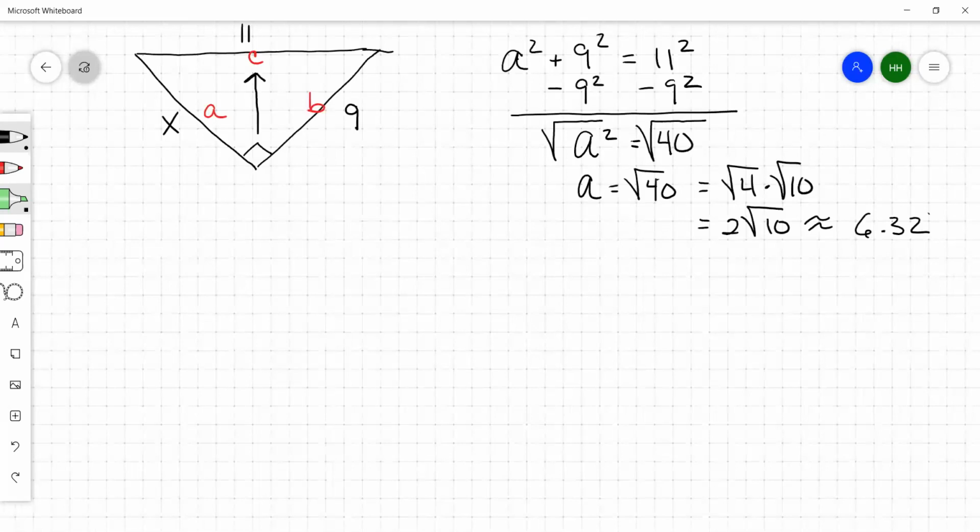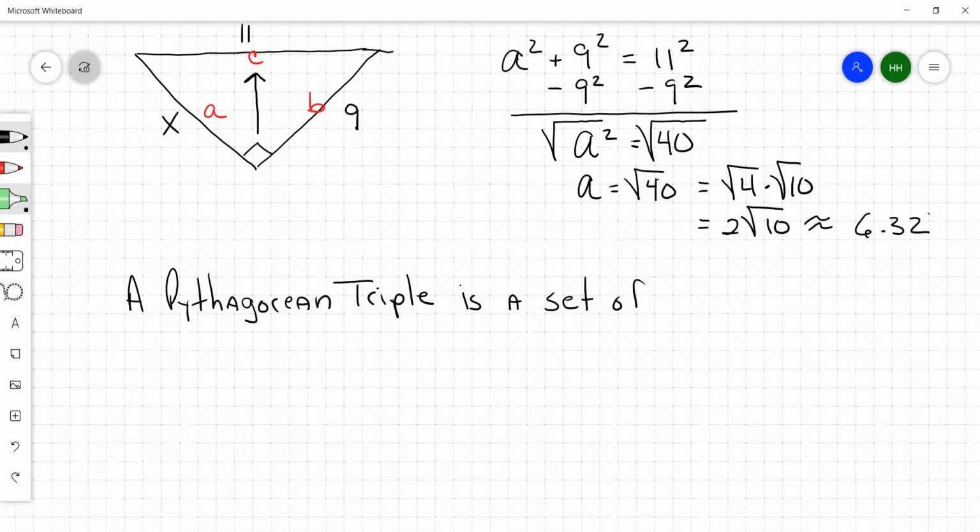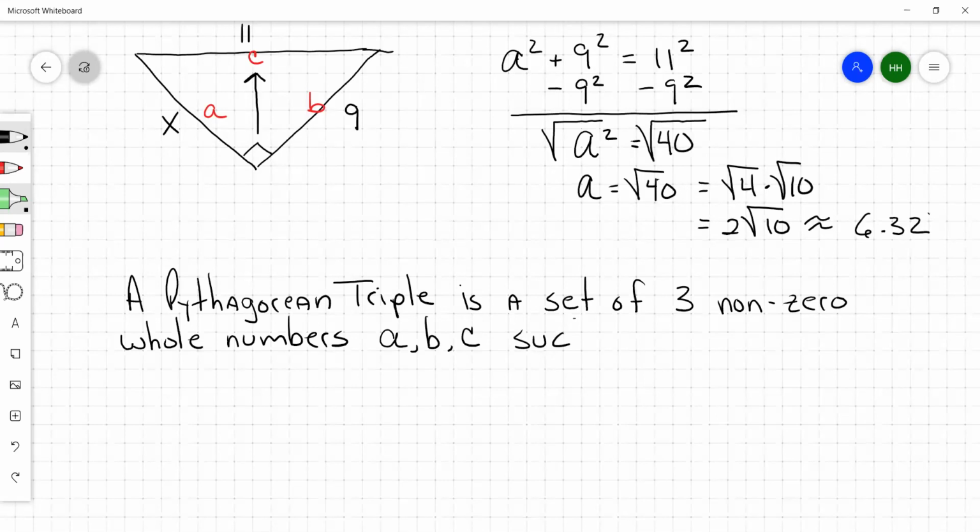Pythagorean triples. A Pythagorean triple is a set of 3 non-zero whole numbers A, B, and C such that A squared plus B squared equals C squared.